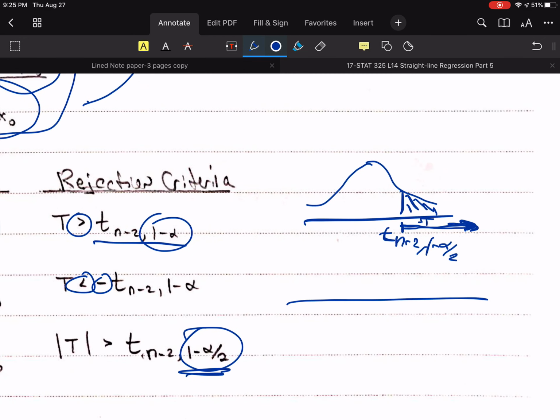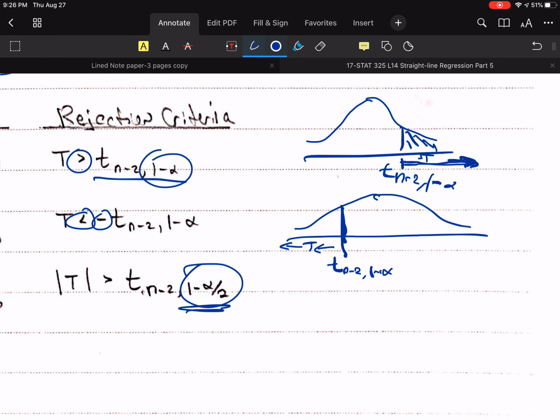For the second one, we're on the other side. So if t, n minus 2, 1 minus alpha over, or 1 minus alpha, not alpha over 2. I'm messing that up, sorry. 1 minus alpha, 1 minus alpha. We're not on the two-sided test yet. Okay. 1 minus alpha. So that's here. So if t is anywhere over here, then we would reject the null hypothesis.